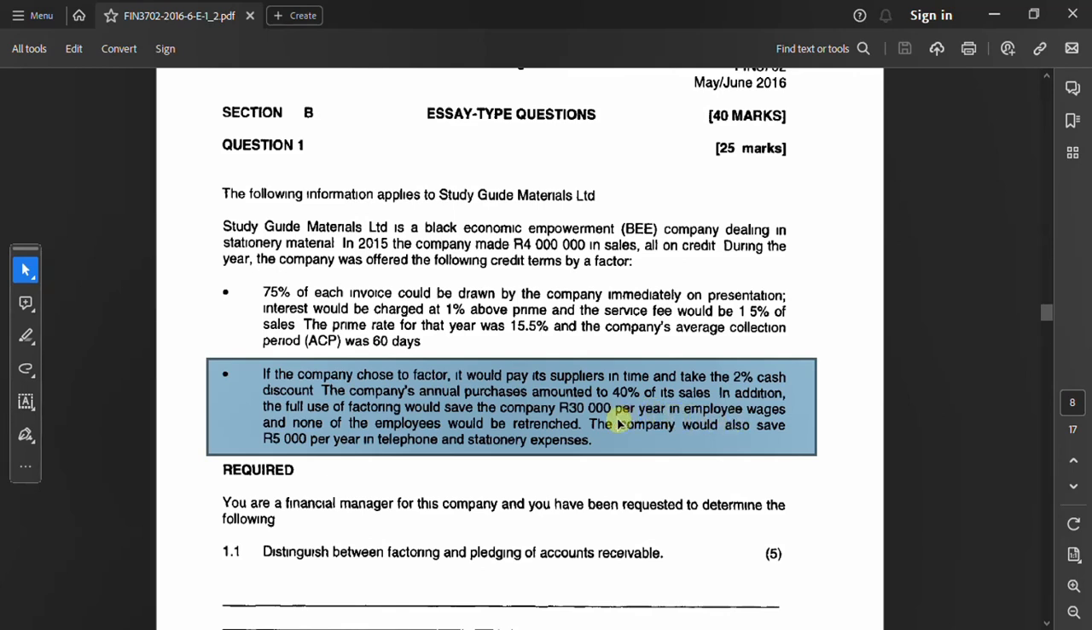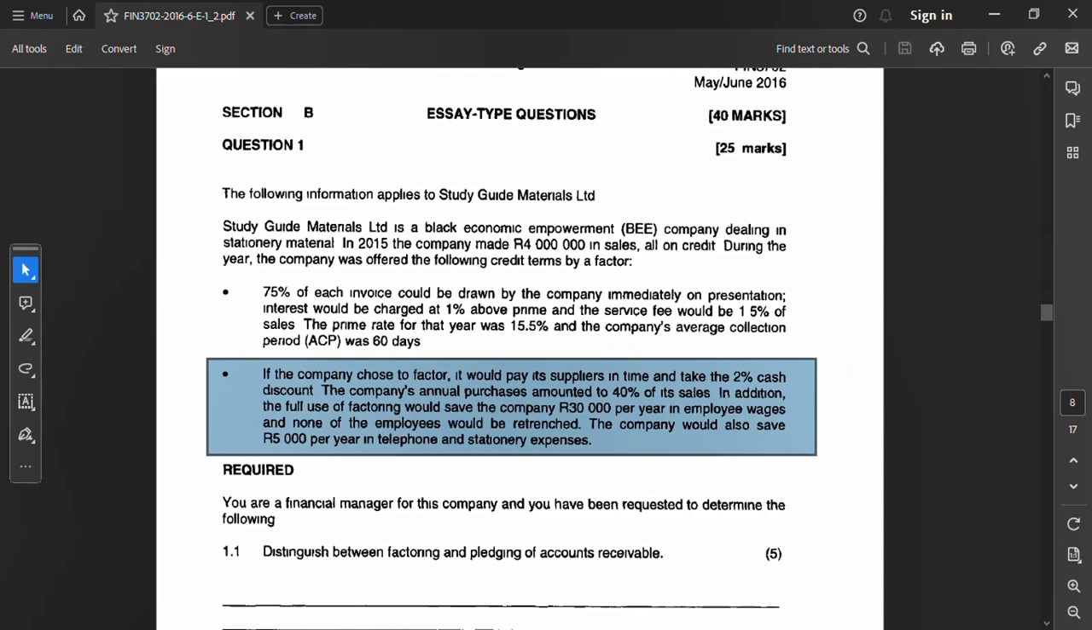Remember we said if the company is going to factor their debtors' book, then you don't have to worry about the additional administration costs. In other words, you don't have to employ an internal debt collector or an internal debtors department to follow up with all these clients. So you're going to save on costs. They say none of the employees would be retrenched, so you'll keep them. The company would also save 5,000 per year in telephone and stationery expenses. Again, those are costs that you would save on should you get somebody else to do the debt collection for you.